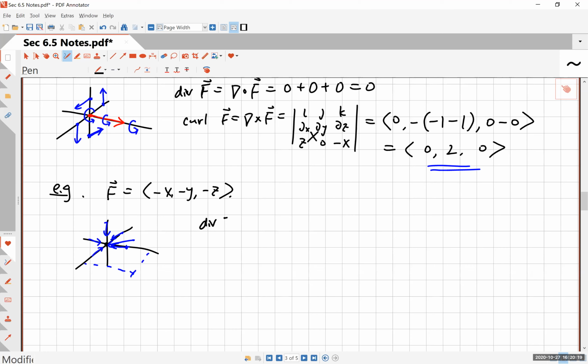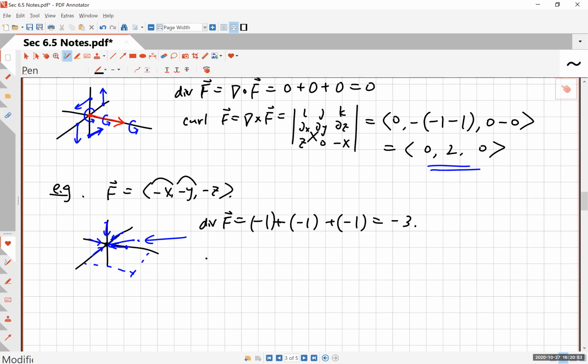All right, let's think about the divergence. The divergence is the partial of this with respect to x, plus the partial of negative y with respect to y, that's -1, plus the partial of negative z with respect to z, which is -1, that's -3, okay? So because more things are coming in, like at this point, it'll be like this coming in, more is coming in than going out, you can see this value is negative.